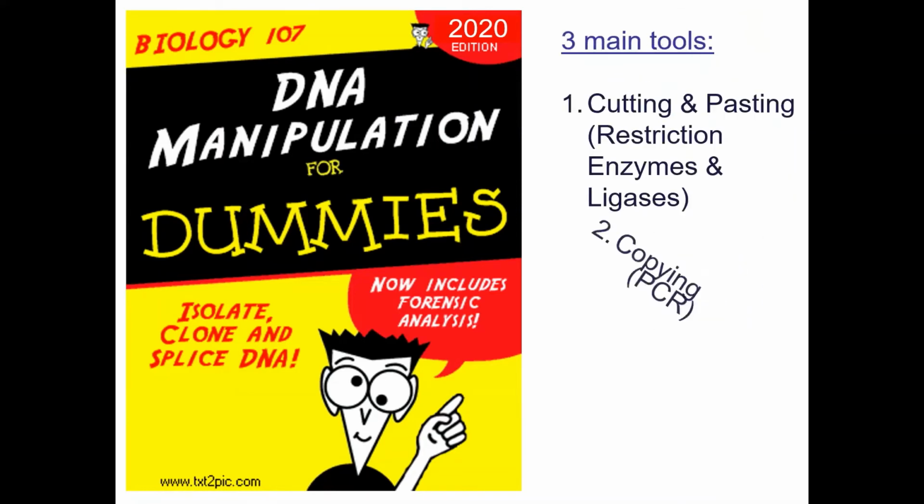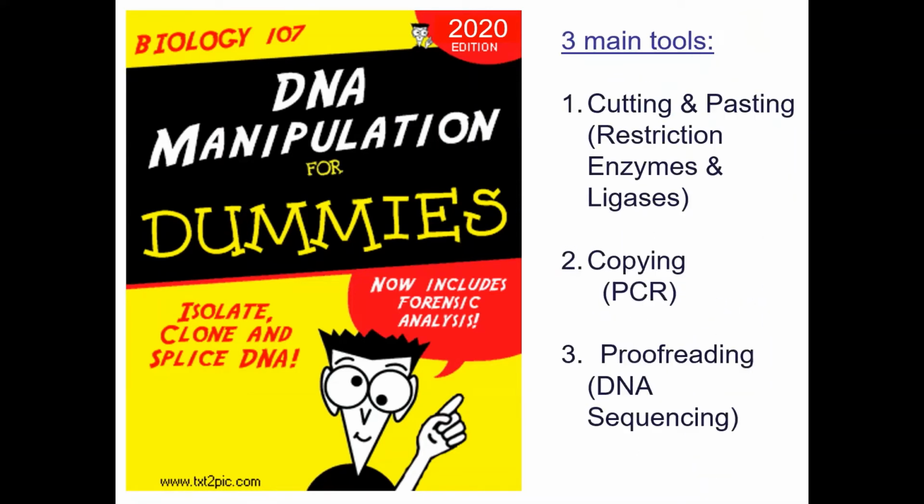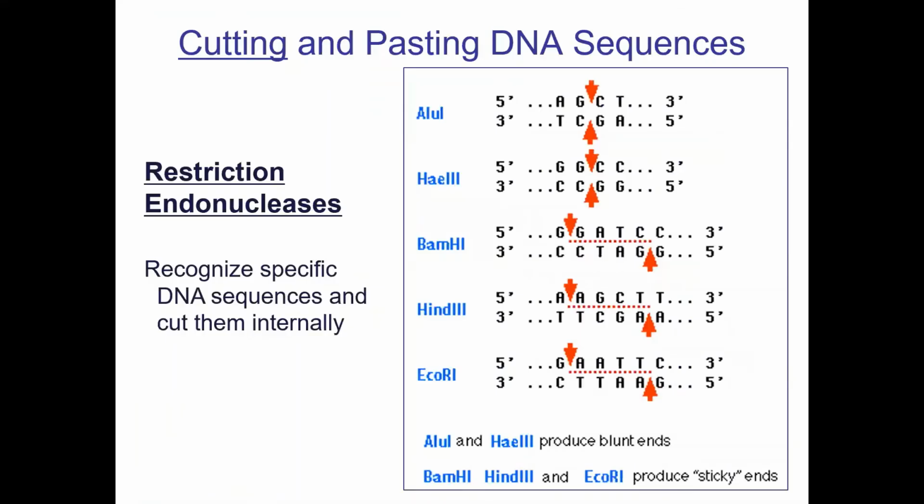So 3 of the big tools that are essential for modern molecular biology labs, and maybe I should have added gel electrophoresis to this list, use enzymes for cutting and pasting DNA, copying DNA, and proofreading DNA. So I just want to talk about these briefly for a minute, and we'll come back to them in topic 19. So first thing is cutting and pasting DNA.